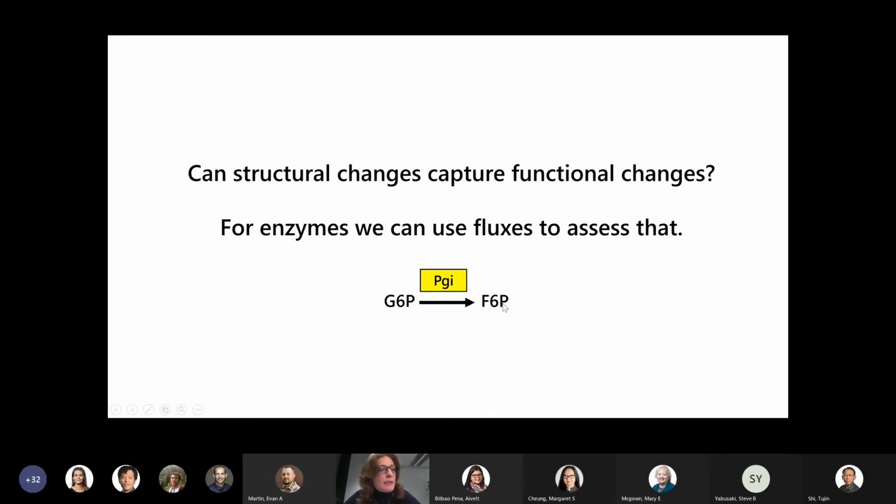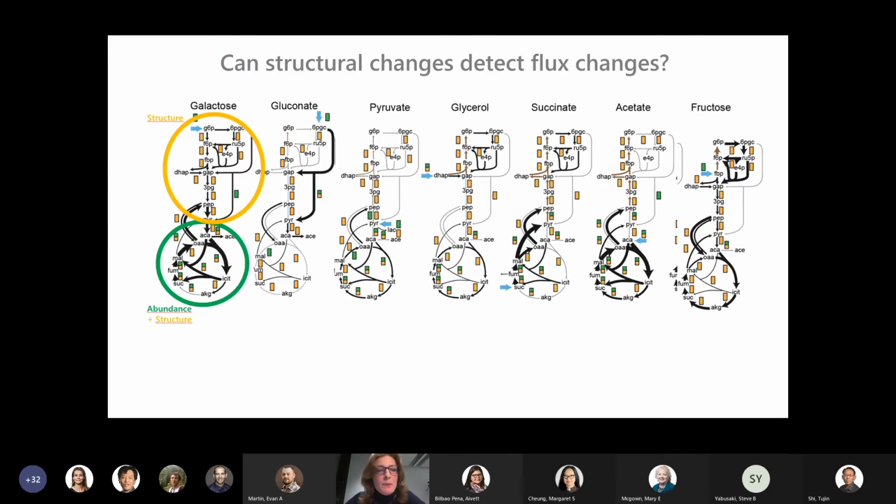For example, when the enzyme is phosphorylated and activity changes, or when the enzyme is allosterically regulated, or when the concentration of substrates change. So we thought we can compare flux and LiP data to address the question you see on this slide. So we mapped all our data to central carbon metabolism in E. coli cells, for which we had also flux data.